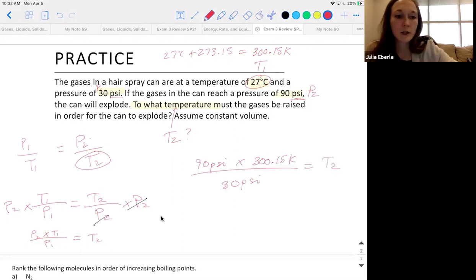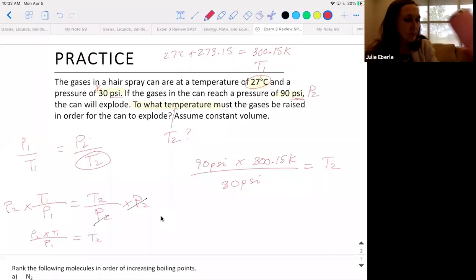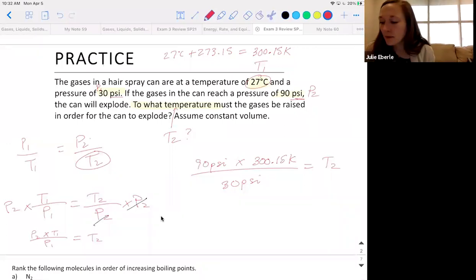Anybody can help me out with this? What do you get? Maddie got 900.45, oh, for temperature here. This is Kelvin. Okay, because PSI cancel out. Good, Grayson got the same thing. Okay, any questions on this right here?